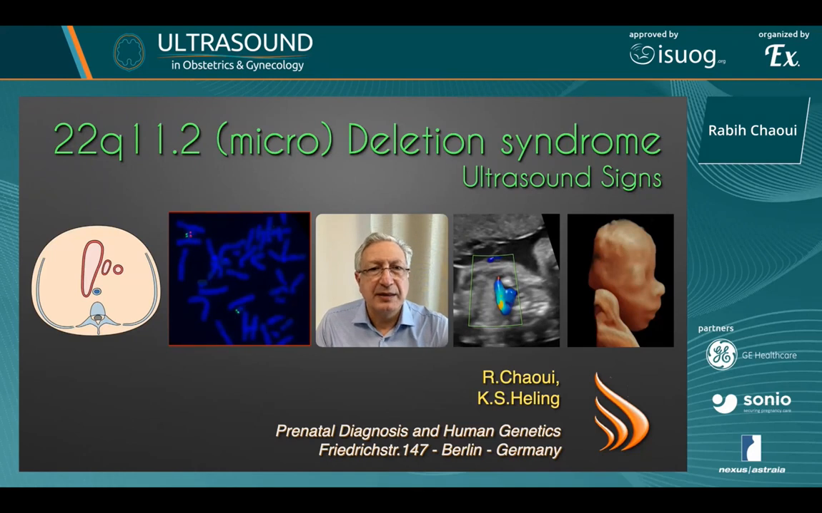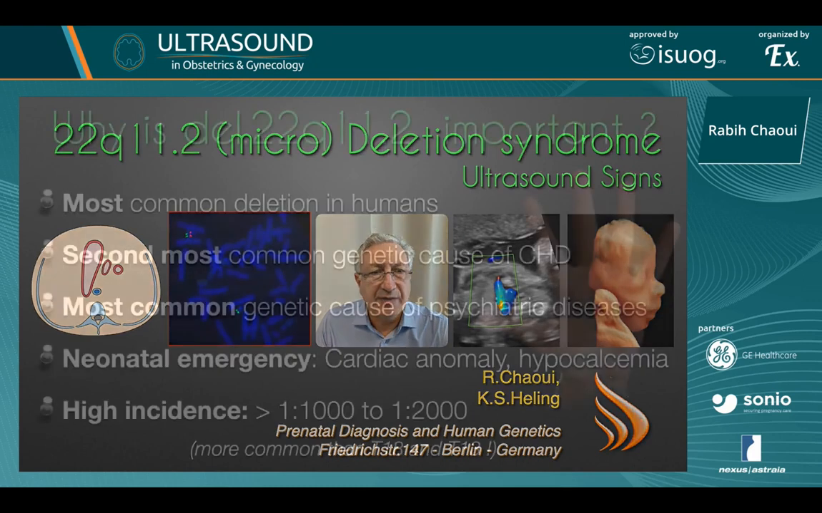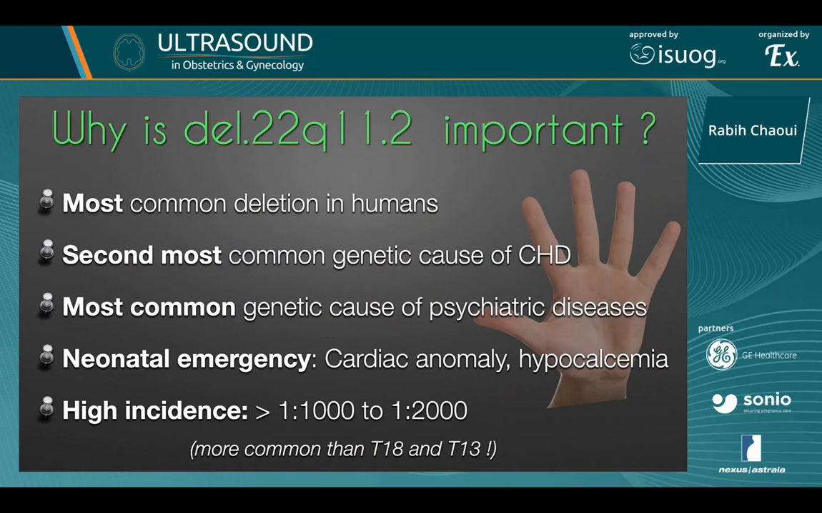Good morning, dear colleagues. In this talk, I will be focusing on the deletion 22q11 syndrome and its ultrasound signs. There are several reasons why this abnormality is important, because this deletion is the most common deletion in humans, it is the second most common genetic cause of congenital heart disease, second to trisomy 21. It is the most common genetic cause of psychiatric diseases in adulthood. It can cause a neonatal emergency because of hypocalcemia, and its incidence is quite high. So it is even more common than trisomy 18 and 13.